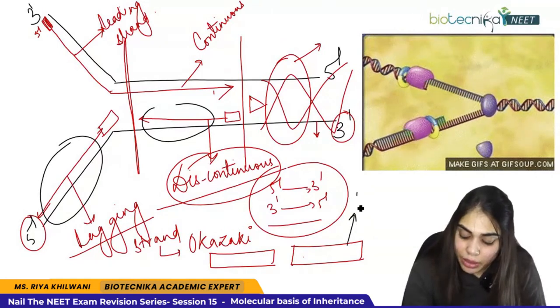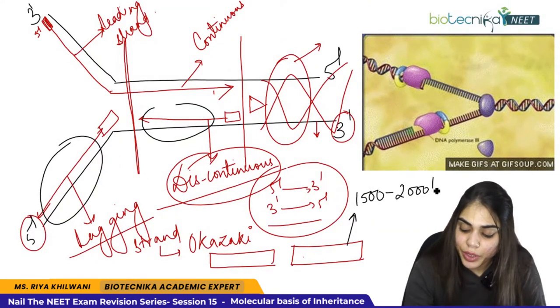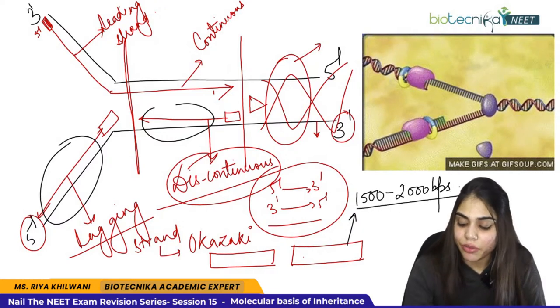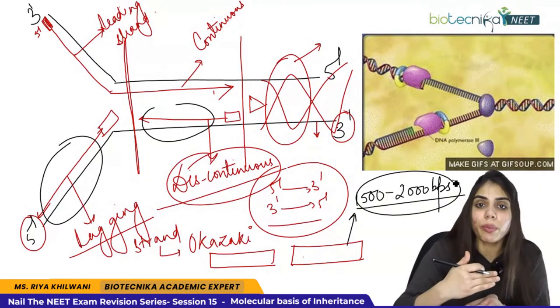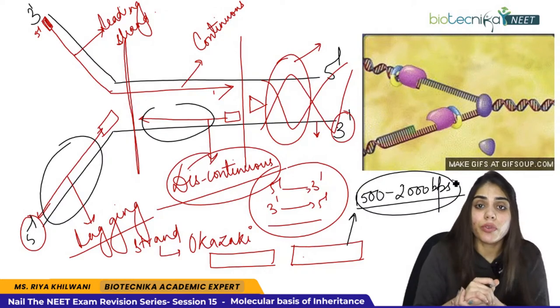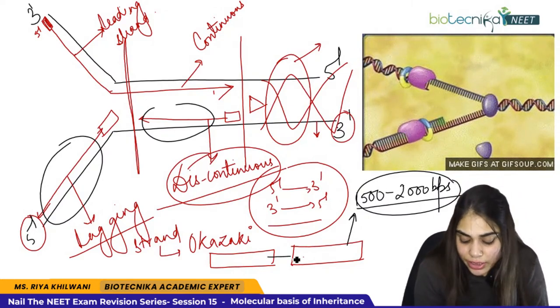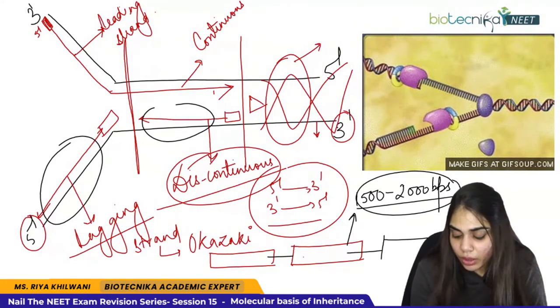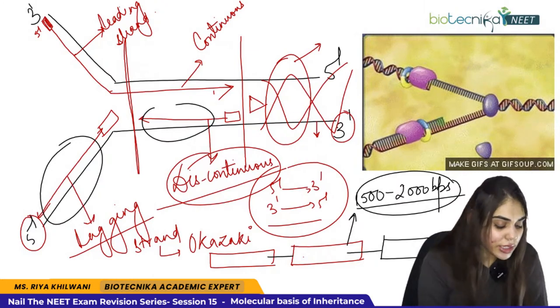This Okazaki fragment is of 1500 to 2000 base pairs. So one Okazaki fragment, or one DNA fragment that is synthesized in the lower part of DNA, would be of 1500 to 2000 base pairs. Now, this DNA has to be joined, then only it will form a continuous structure. So we'll see how this DNA is joined.